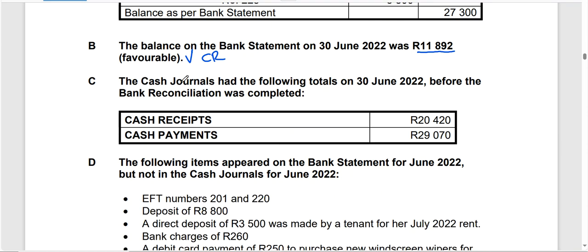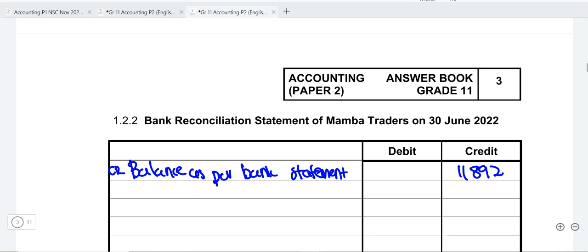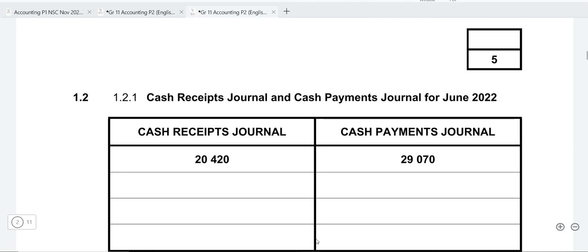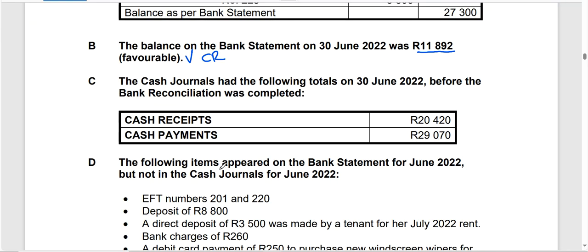Here they're saying that the cash journals had the following totals on 30 June 2022 before the bank reconciliation was completed. So meaning that these are the totals of the journals that we have before we got our bank statement. So when we continue with recording the information that is on the bank statement, we will need to take these totals into consideration. But if you look at our answer book, those totals have already been recorded for us, so there won't be a need for us to record those totals.